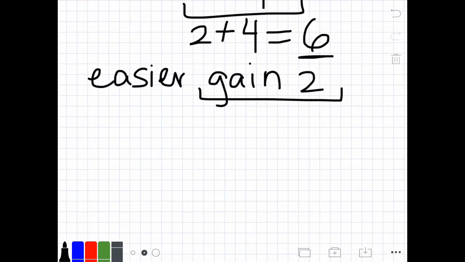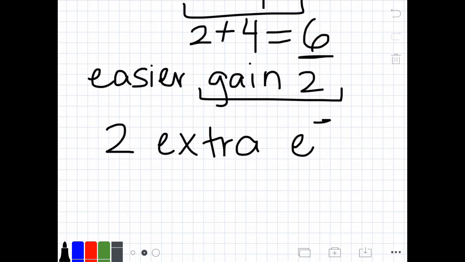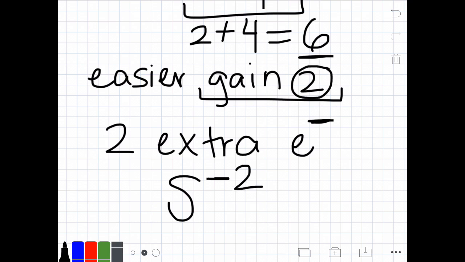And if we gain 2 extra electrons, 2 extra negatives, then that is going to make our charge negative, because we have more negatively charged electrons than we have positively charged protons. So our ion that we formed from sulfur is going to have a charge that's negative and equal to the number of electrons gained, which, as we know, is 2. So our S2- is our ion that is formed by sulfur.